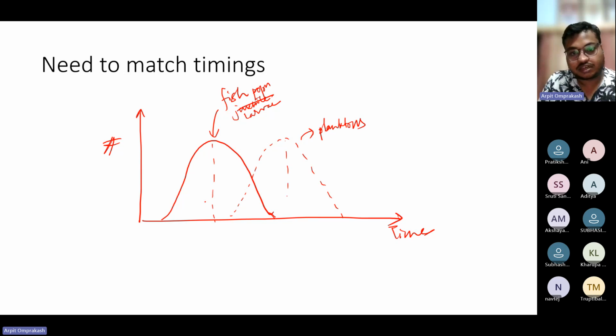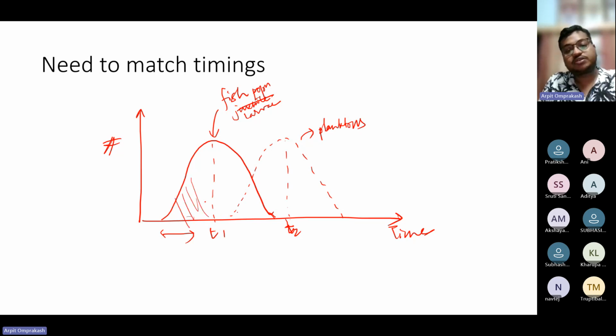So this T1 is basically when we have the maximum of the fish larvae. T2 is basically when we have the maximum of the planktons. And we know that fish larvae require the planktons to survive and grow. So the larvae that are born somewhere here will not get enough food because there are not a lot of planktons around. So these will begin to die off.